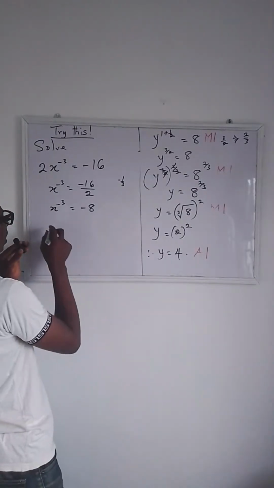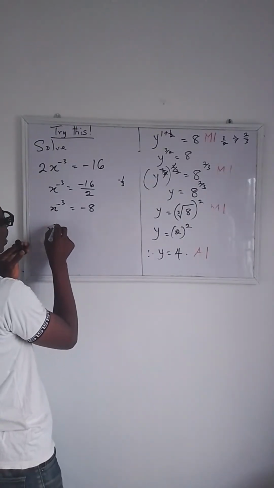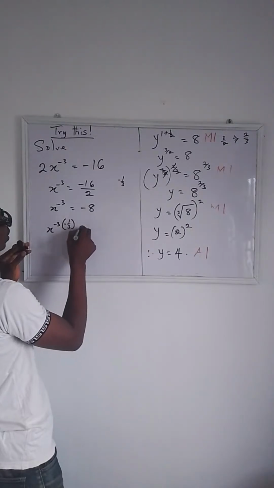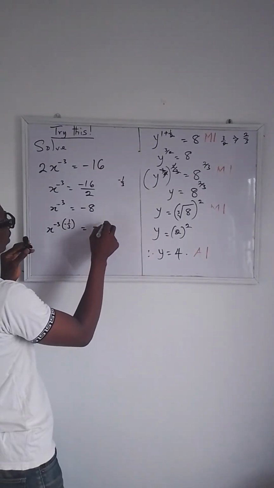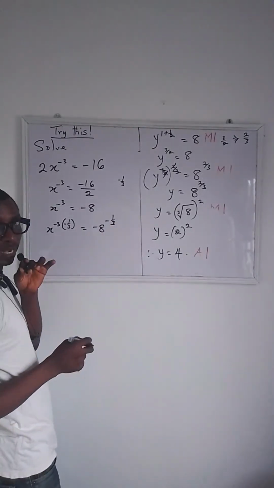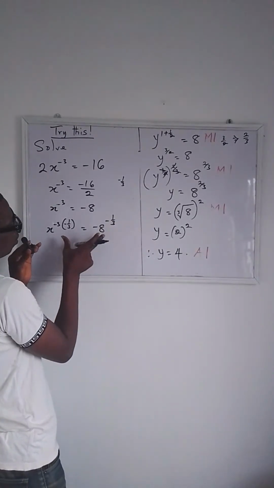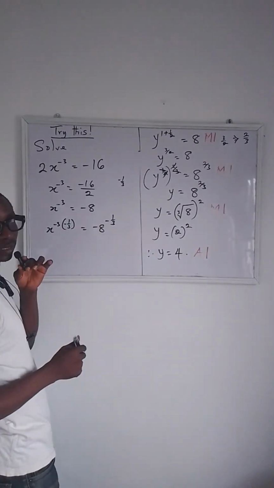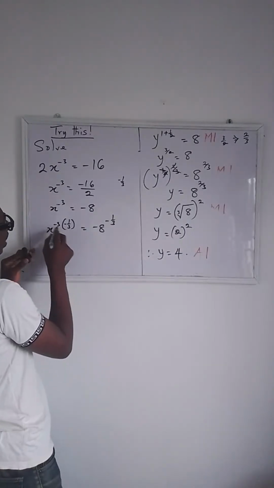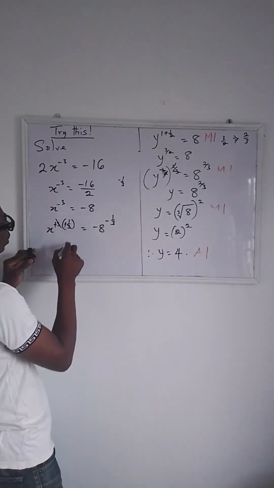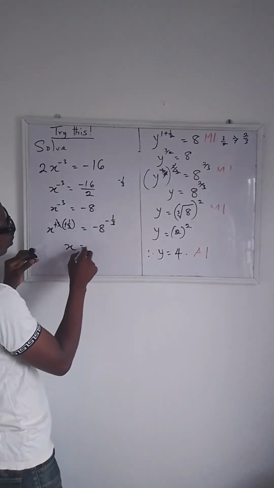Okay, so now let's do that. We have x raised to the power of minus 3 times minus 1 over 3 equals minus 8 raised to the power of minus 1 over 3. Hope you get that. In another word, we are saying that we are taking the cube root of both sides. All right. So now minus times minus, that is plus. Now 3 cancels 3. So we have x equals to.